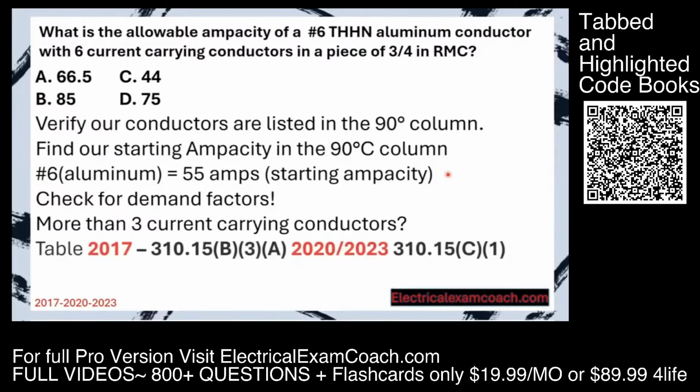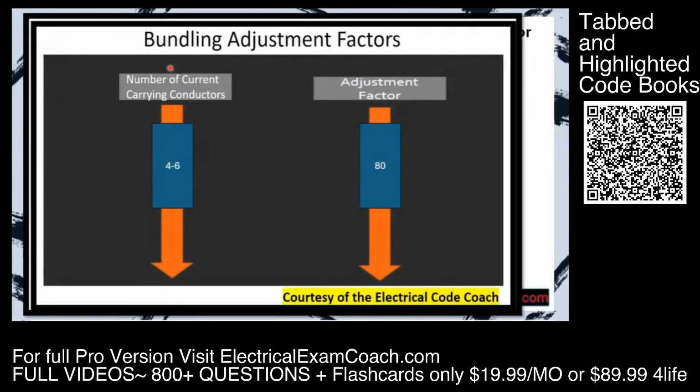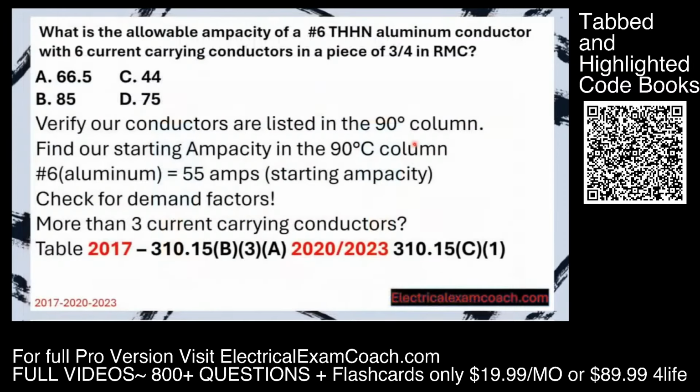There sure are. So we're going to head to our bundling adjustment factor table. When we get there, we're going to find our range of conductors. Then we're going to cross over to the demand factor. Now, let's just do the math. We take our starting ampacity multiplied by 0.80, and that gives us a new reduced allowable ampacity of 44 amps.